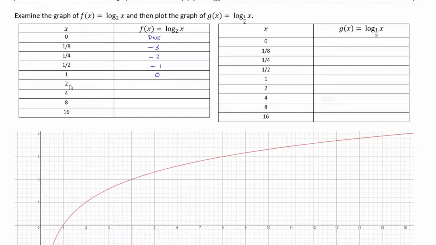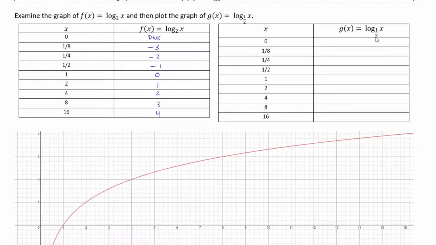If you insert 2 for x, again, the logarithm returns the exponent. So what's the exponent on 2 that causes it to become 2? Well, that's just 1. What's the exponent on 2 that causes it to become 4? 2, and so on and so forth. So you can see right here how we get our points.